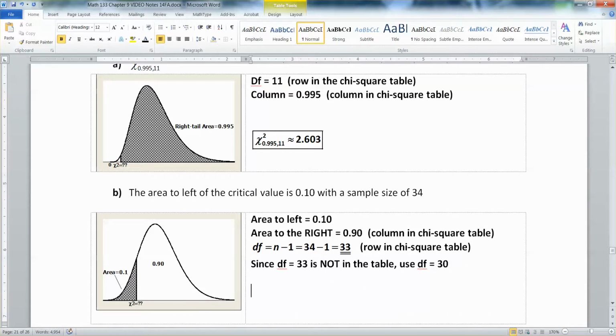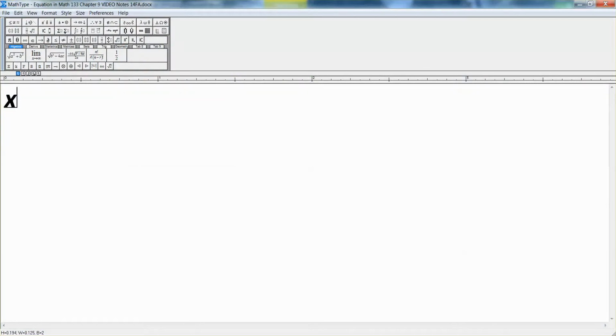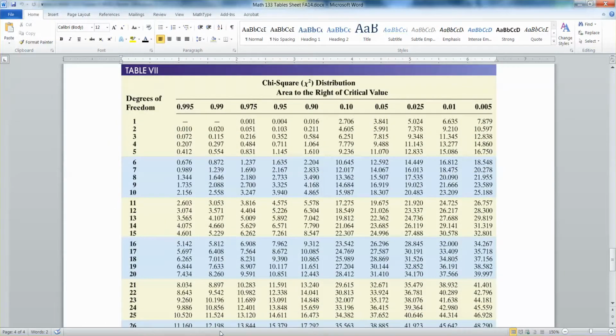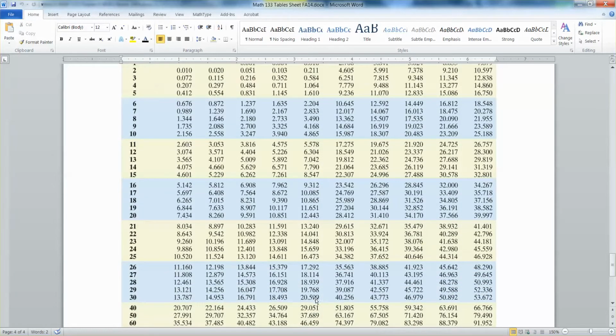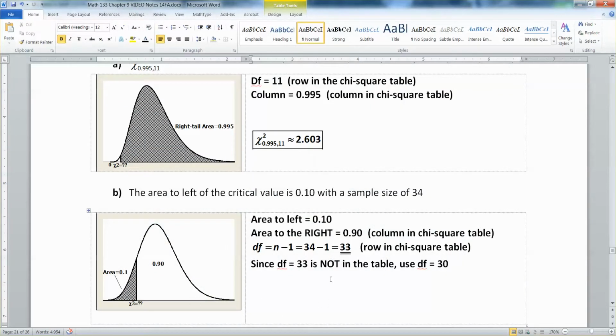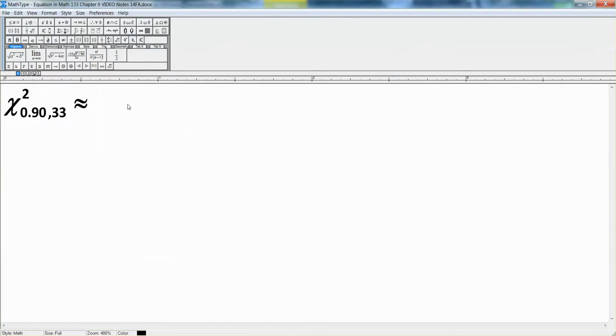All right, so technically it's chi 0.90 comma 30 is what I'm using, because I couldn't get 33. I wanted 33, but it wasn't available to me. So I'm doing my best approximation. If you want to say 30 or 33, it doesn't really matter because it's all approximated anyway. So you want 0.90, scroll down to the bottom, you can see the 30 there is 20.599. That's the best you're going to come up with. You can't get any better because that's as close as you're going to get.